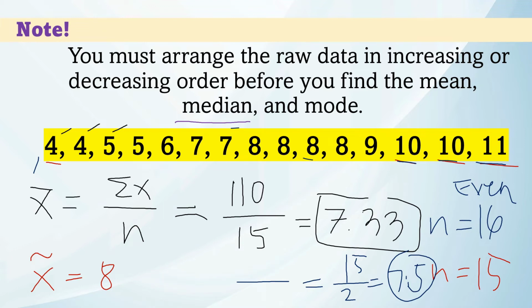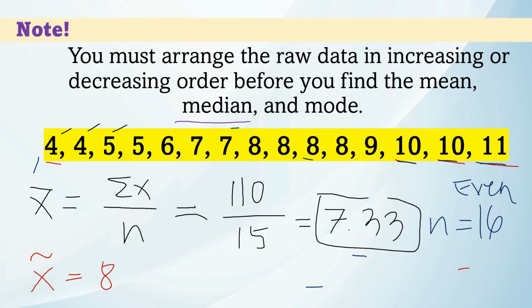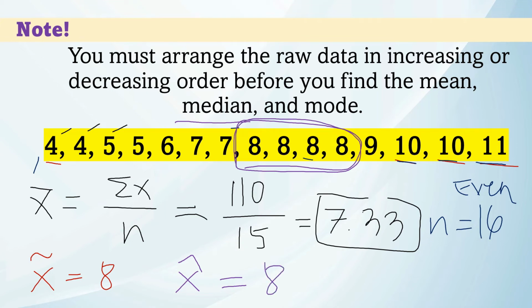Let's remove this because our median here is 8 because our n is 15. Okay, next. So let's find the mode. Mode is represented by this x with the tilde symbol. The mode is the number with the highest frequency or the most appearances. So what do you think is the mode? Yes, you're right. It is 8 because we have 4 eights. So our mode here is 8.